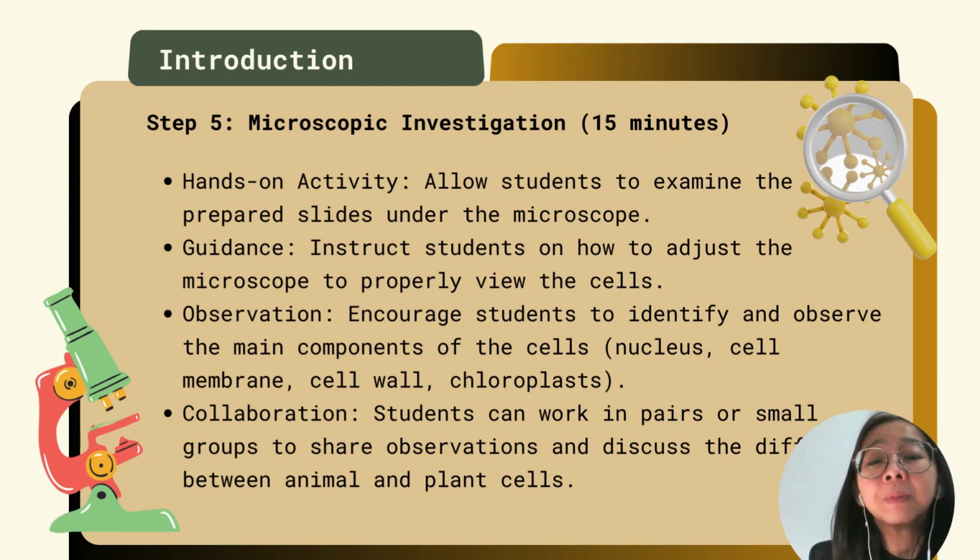So, under the observation part, students are encouraged to identify and observe the main components of the cell. They will observe where the nucleus is, where the cell membrane is, where the cell wall is, and they are supposed to observe it under the microscope. Students are usually divided into pairs or small groups to share the observations and discuss the differences between animal and plant cells.